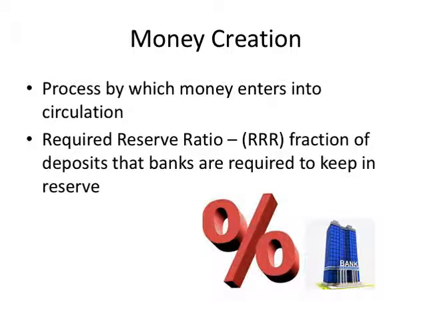First thing we're talking about is money creation. This is how money that's printed enters into the economy, known as circulation. The Federal Reserve puts on banks something called an RRR, which is a required reserve ratio. So what that means is that this rate determines how much money the banks need to have on hand at all times, or at the start of a business day.